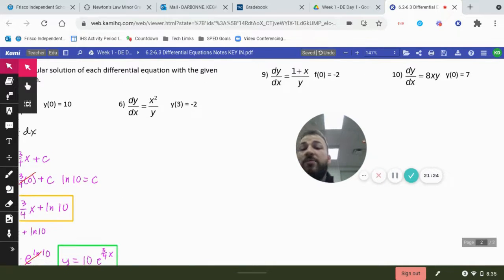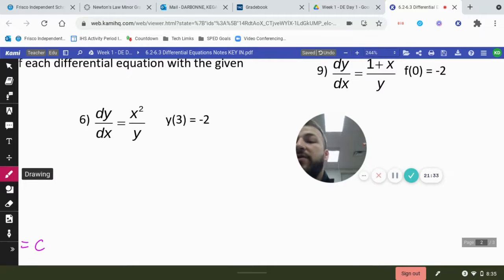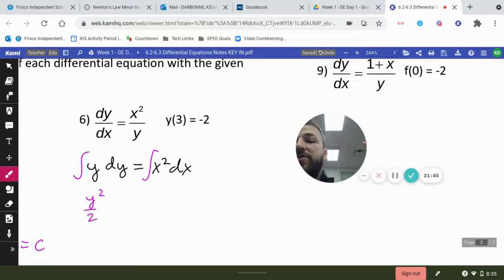So number 6, we have dy over dx is equal to x squared over y. y of 3 is equal to -2. So same thing, separate, then integrate. So dy becomes y dy is equal to x squared dx. Then we integrate both sides. So integrate. This becomes y squared over 2 is equal to x to the 3rd over 3. And then, of course, plus c.